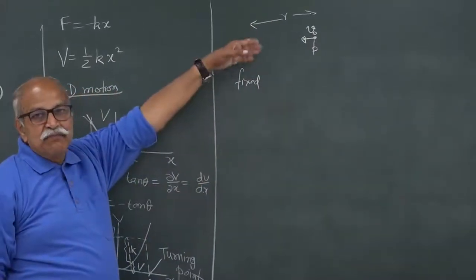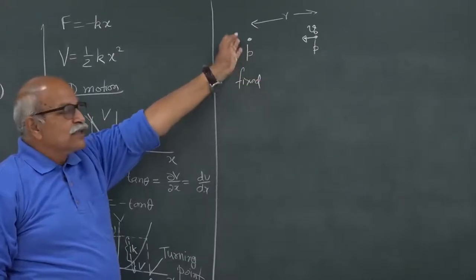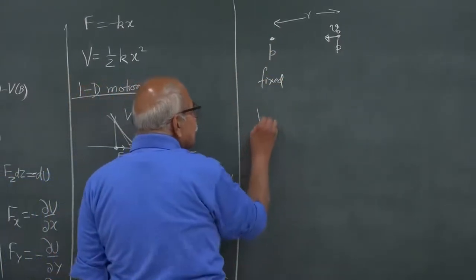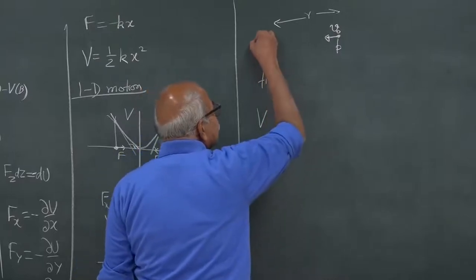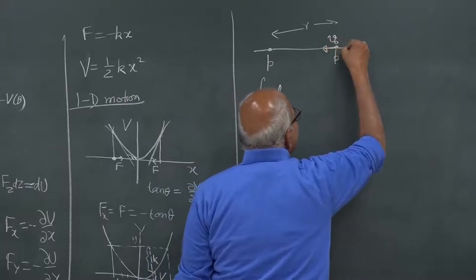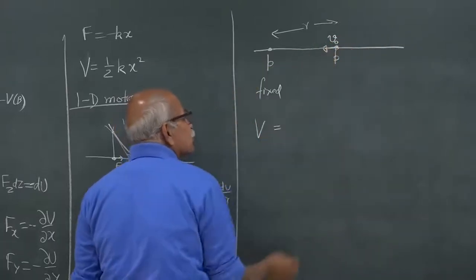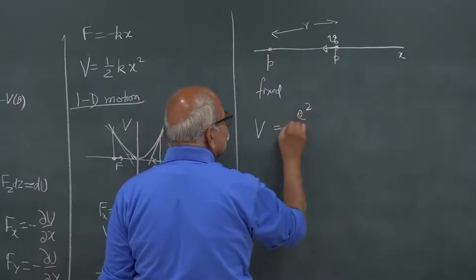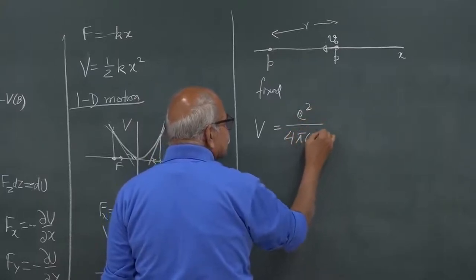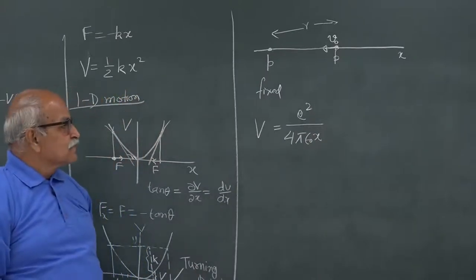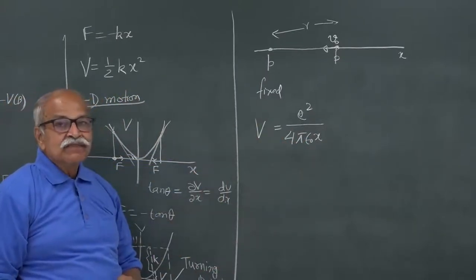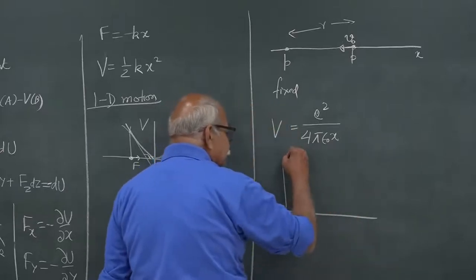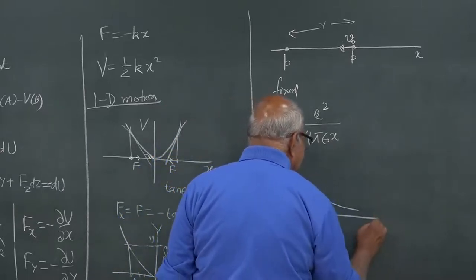As a function of distance, what is the potential energy? You know that, right? If you have two charges q1, q2, the corresponding potential energy is q1 q2 divided by 4 pi epsilon naught r. Let me say the entire motion is on the x axis, heading towards this proton, and I am taking this as the x axis. So it will be q1 q2 by 4 pi epsilon naught x, positive since both are protons. This is the potential energy as a function of x. If you plot it, it will be a hyperbolic curve.